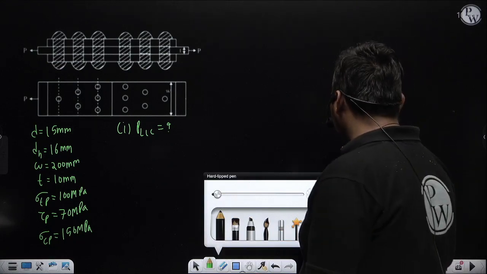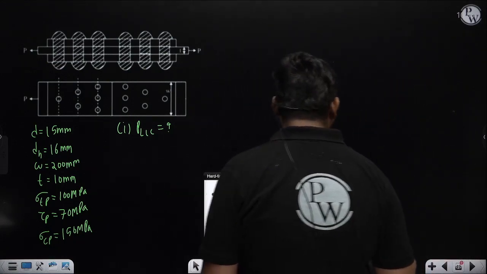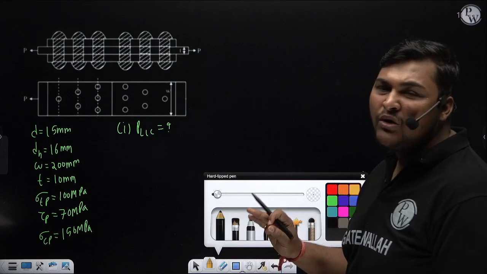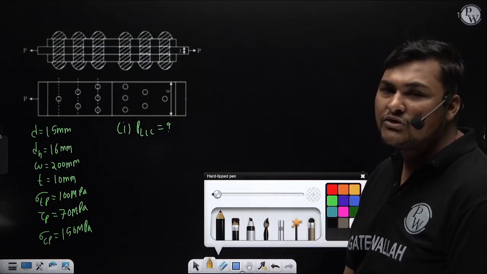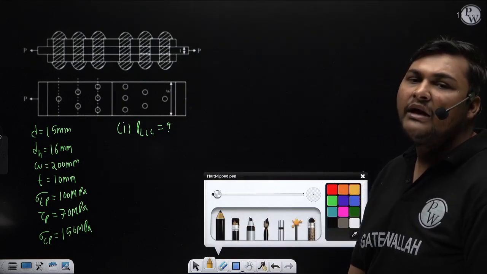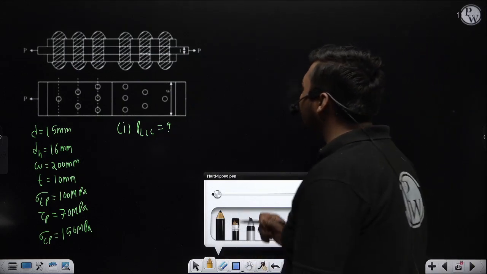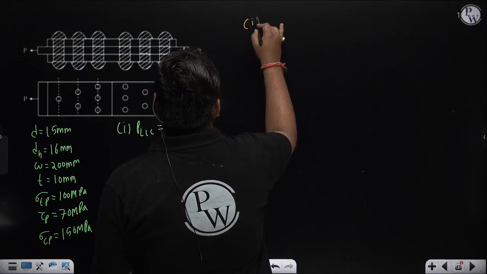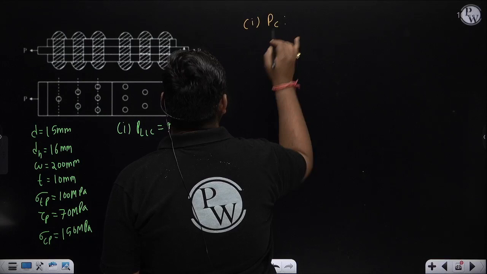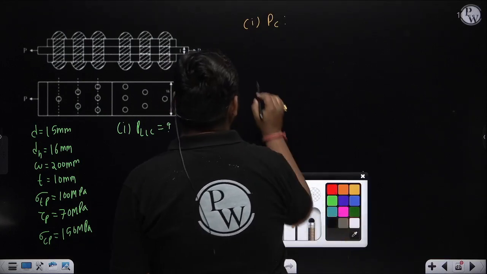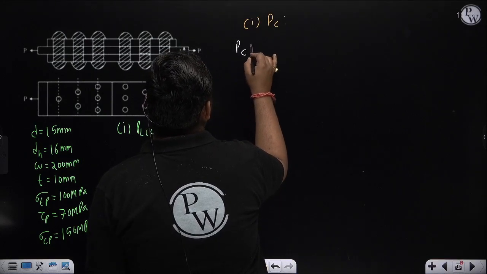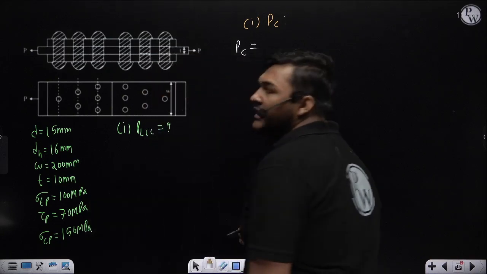Now here it is diamond pattern. So first we'll calculate the simple part, that is calculation of crushing and shearing load capacity is simple. So first we'll calculate crushing load capacity and shearing load capacity. So first I am calculating crushing load capacity, that is PC, means load carrying capacity to avoid crushing failure of rivet. Now how to calculate this? So calculate crushing load capacity.